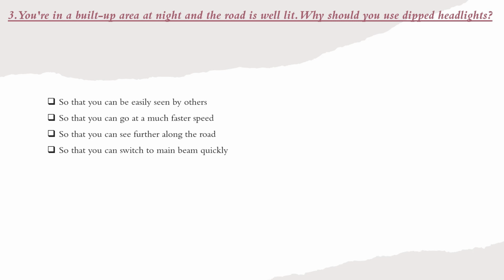3. You're in a built-up area at night and the road is well lit. Why should you use dipped headlights? So that you can be easily seen by others. So that you can go at a much faster speed. So that you can see further along the road. So that you can switch to main beam quickly. Correct answer, so that you can be easily seen by others.